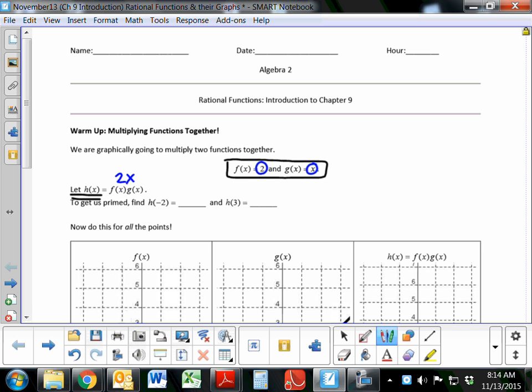But first, what I want you to think about is, if h of x is 2x, what would be h of negative 2? What would happen if I plugged negative 2 into this function? I would be multiplying, not adding. I'd get negative 4. Okay. What about if I plugged a 3 in? 6. Okay.